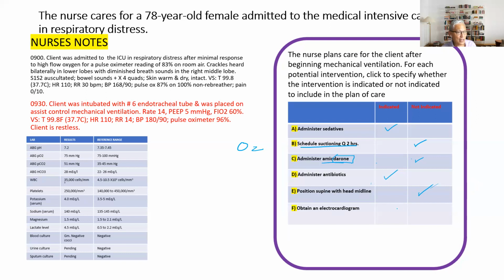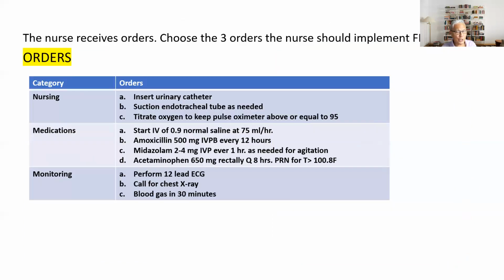All right. And obtain an electrocardiogram. This would be indicated because the patient is critical, and therefore we always need to monitor them. Okay. So the nurse receives orders. Choose the 3 orders that the nurse should implement first.